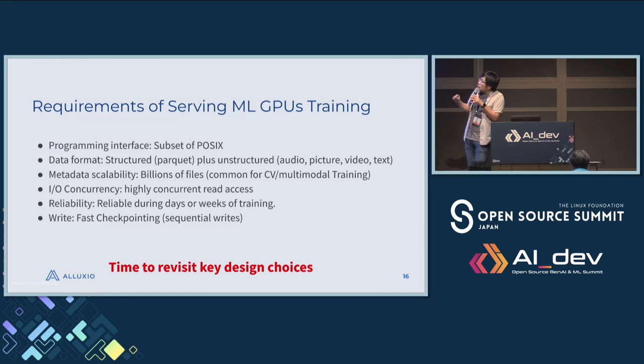But also, these days, for bigger models, it's common to train for days or weeks, or sometimes months. So the system providing I/O needs to be very reliable. You should provide really good reliability to the applications depending on the data. And in the end, enabling fast writes, especially fast sequential writes, is very important because checkpoints will reduce GPU utilization, basically. So we realized it's time to revisit a lot of important choices in this system architecture.